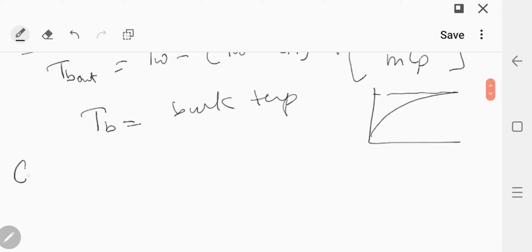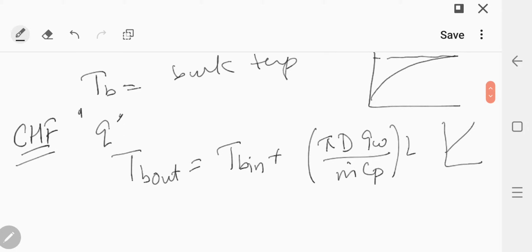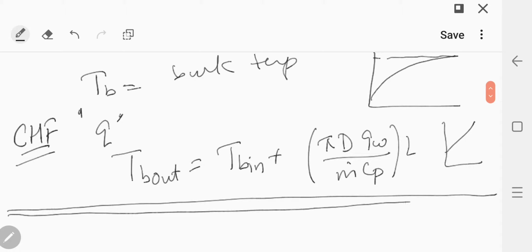Then the second boundary condition was constant heat flux conditions, where the outside of the pipe is wrapped around with an electrical wire and a constant voltage is given, which will give us constant heat flux throughout the length of the pipe, and the temperature profile is given by this expression, that is Tb out is Tb in plus pi d q double prime over m dot Cp into L. That is, the temperature variation is a linear profile in constant heat flux condition. This is what we derived in the previous lecture.